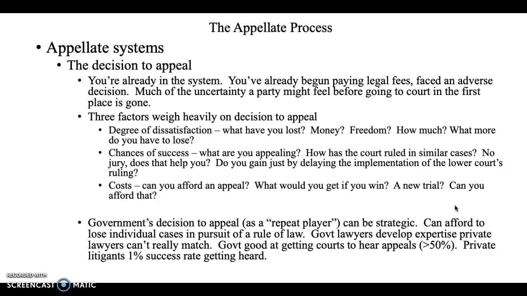Oftentimes the government, the state, they're always appealing because they are a repeat player. They can afford to lose individual cases if they want to press a rule of law. The government lawyers, the state appellate lawyers, can develop expertise, and they get very, very good at being heard on appeal. Private litigants, people who are just hiring their own attorneys, it's very, very rare that they get their appeals heard and or ruled in their favor.